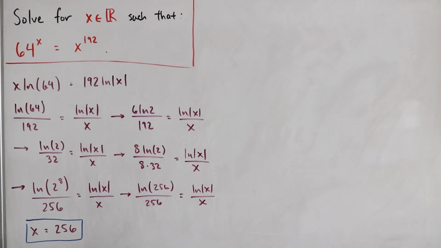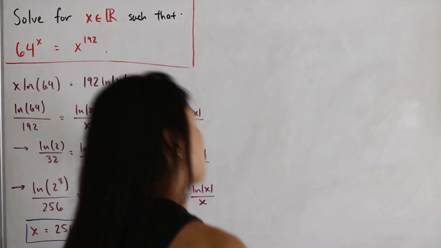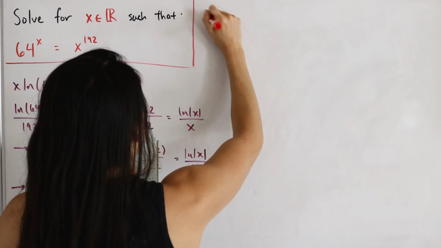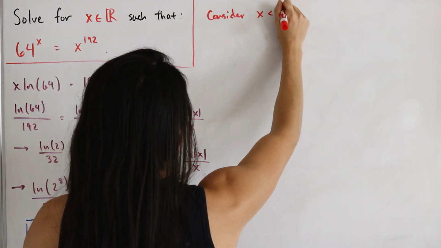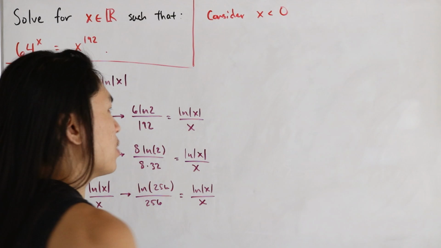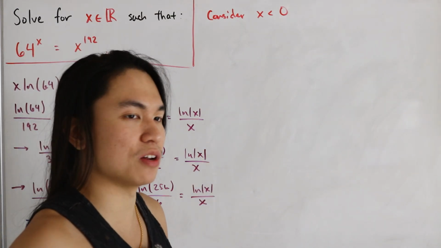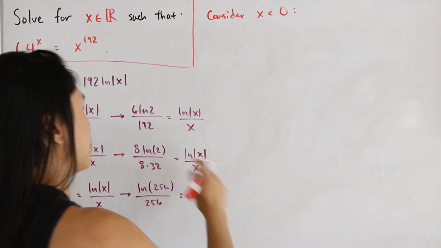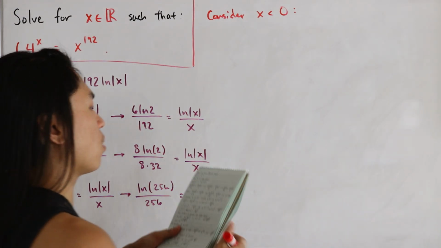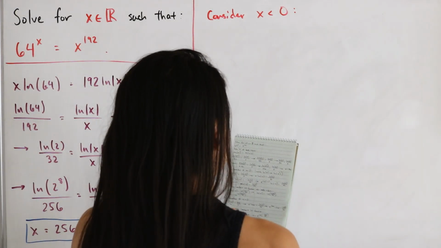Well, let's consider that we're dealing with negative and positive functions. So first, let's deal with the negative numbers. So let me first write, consider x being less than 0. But wait a minute, we have a natural log function. It's supposed to be a positive function. But not to fret, because we can just rewrite the inside of our natural log argument as the natural log of negative x.